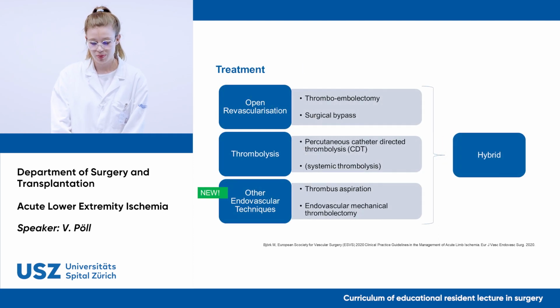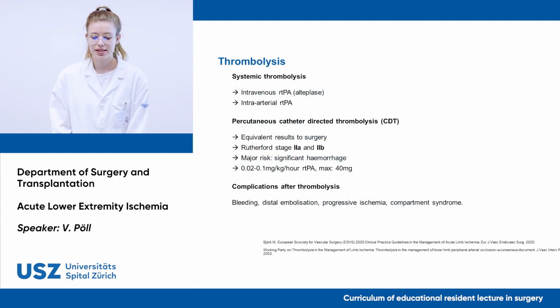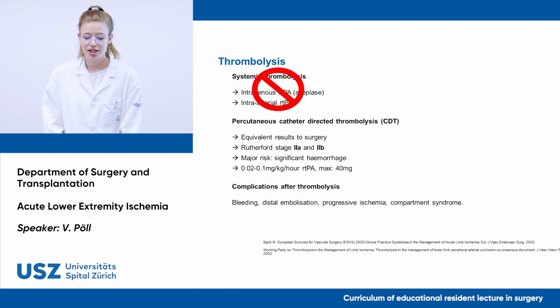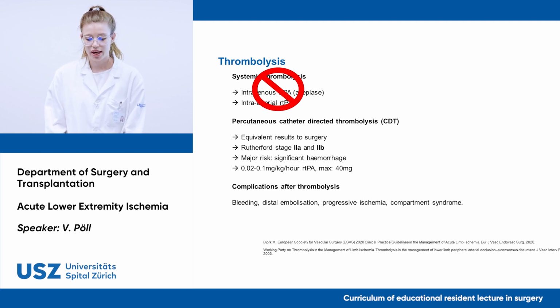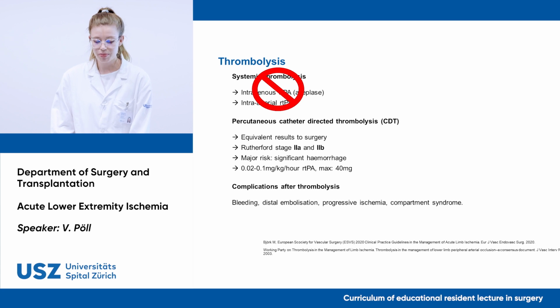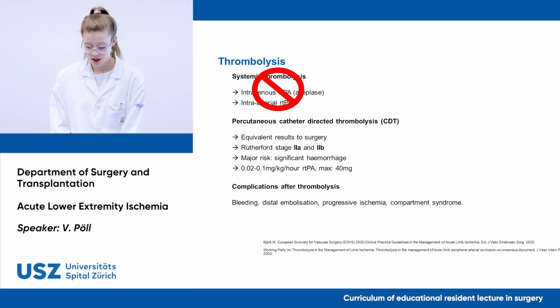Let's see the next treatment strategy, thrombolysis with fibrinolytic agents. It's either done systemically or directly into the artery. Nowadays, systemic thrombolysis is not recommended anymore. Percutaneous catheter-directed thrombolysis is indicated in Rutherford stage 2A and 2B, but you have the major risk of significant hemorrhage.